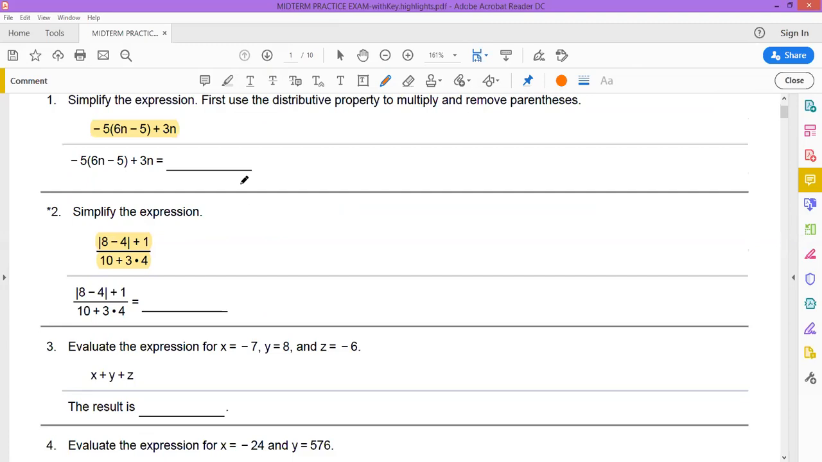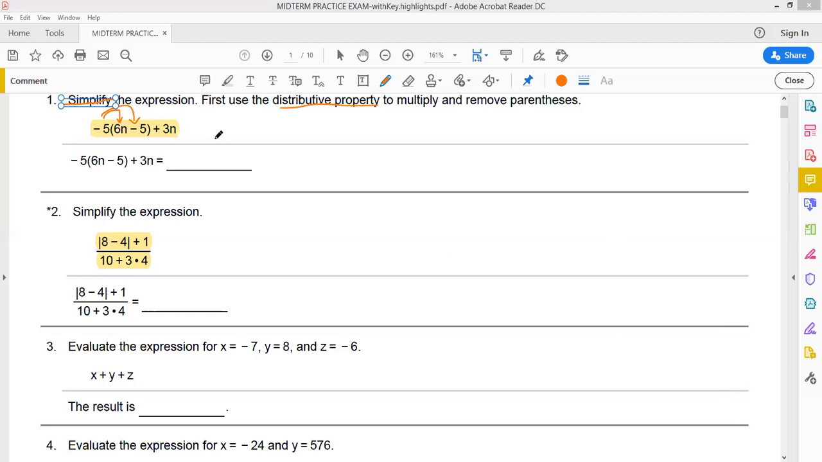We'll start with number 1, and you're asked to simplify the expression by using the distributive property. The distributive property is simply you taking the term that is outside parentheses and distributing it. You're multiplying it by each of the terms inside parentheses. So these arrows represent the multiplication that's going to happen here.